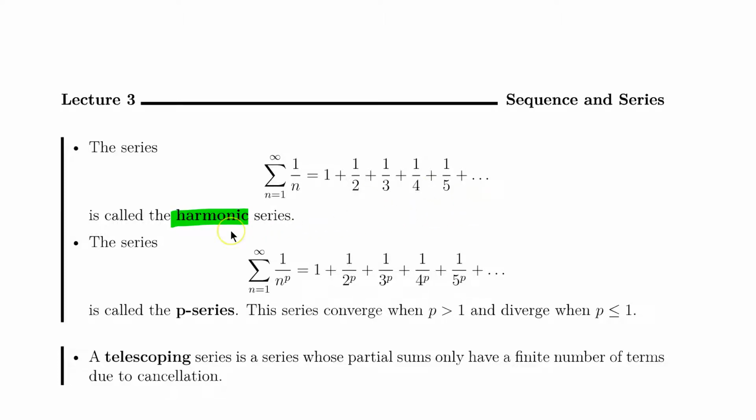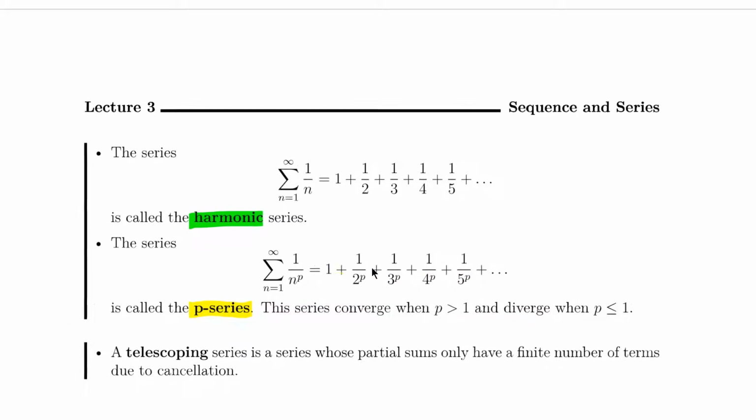This harmonic series belongs to another class of series called the p-series. The difference is that when we talk about the p-series, my n can be raised to a power. So it's going to be 1 plus 1 over 2 to the p, 3 to the p, 4 to the p, 5 to the p, and so on, where my p is going to be a variable.